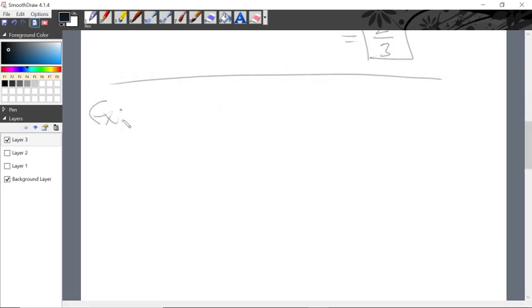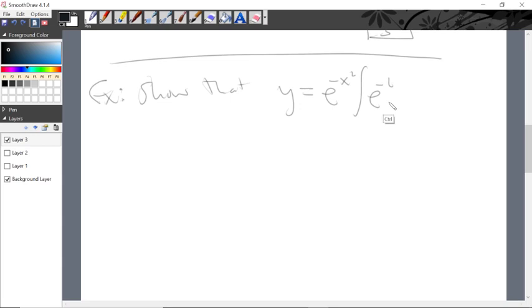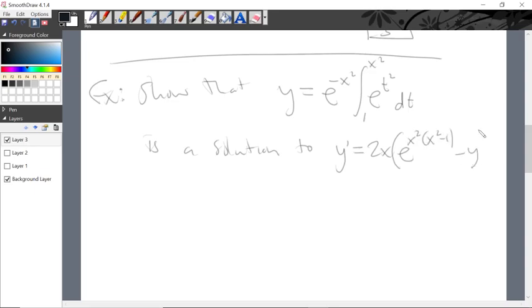Let's try a sort of differential equation example. Show that the function y equals e to the negative x squared times the integral of e to the t squared dt from 1 to x squared, show that that is a solution to the equation y prime is equal to 2x times the quantity e to the x squared times x squared minus 1, all of that minus y.